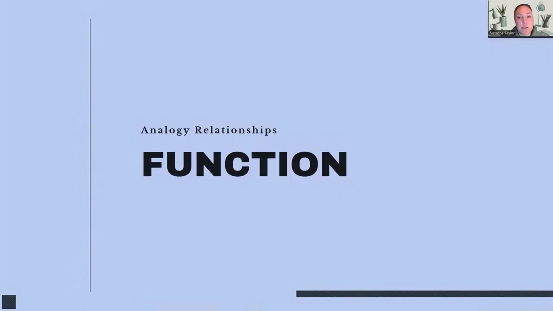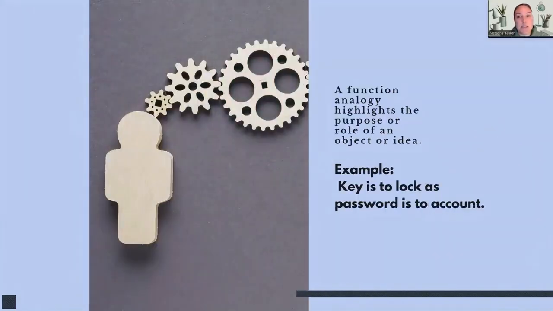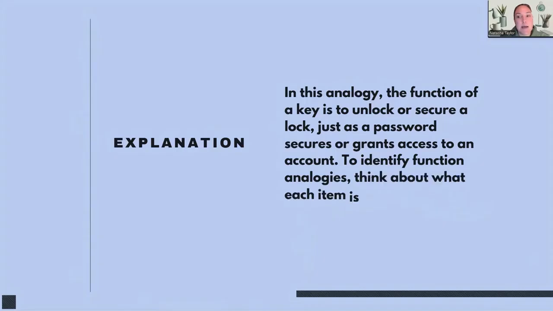Analogy relationships. Function. A function analogy highlights the purpose or role of an object or idea. Example: key is to lock as password is to account. Explanation. In this analogy, the function of a key is to unlock or secure a lock, just as a password secures or grants access to an account. To identify function analogies, think about what each item is designed to do.